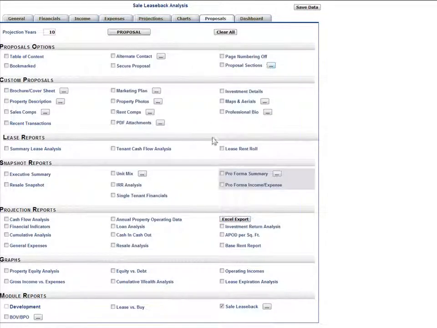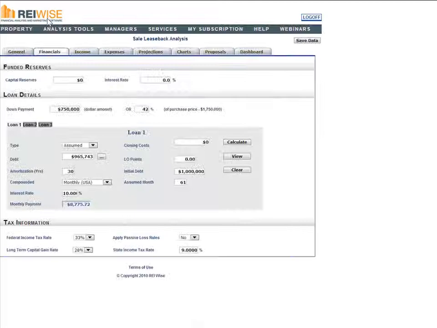One last portion that we need to input are the tax parameters for our client. On the Financials tab, you can add in the federal income tax rate, the long-term capital gain rate, passive loss rules, and the state and income tax rate. Please enter these in with your client's parameters.